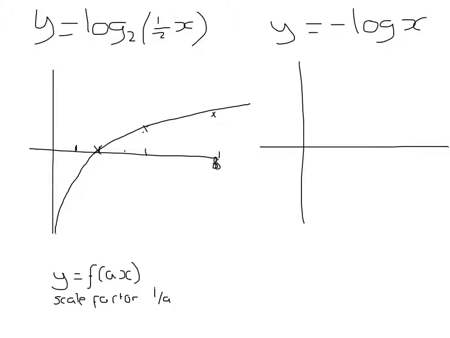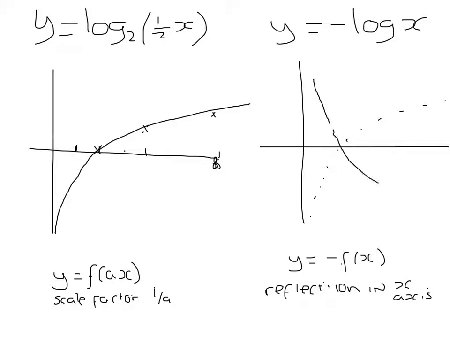Again, if we go back to our transformations for this graph, y equals negative f of x was a reflection in the x-axis. So this is going to be the same. Our normal graph would look like this. So our new graph is going to look like that. Still crossing at the point 1, 0, and the asymptote doesn't change.